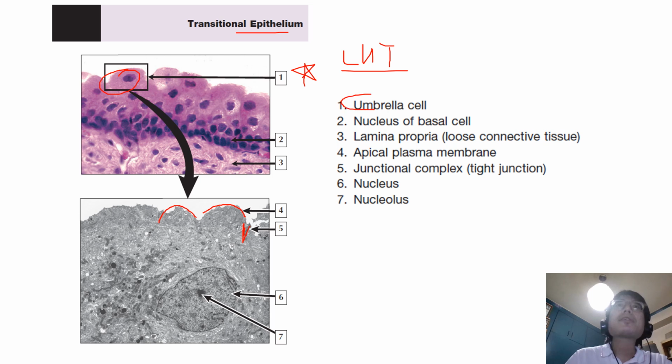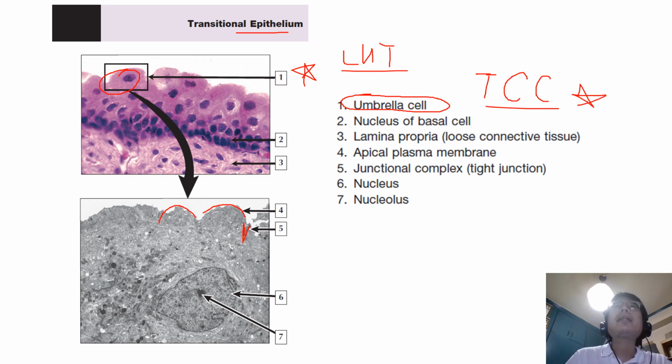Umbrella cells are highly dynamic cells at the luminal surface that are able to cycle apical membrane components to accommodate the change in cell surface area. Our clinical correlation here is transitional cell carcinoma, or TCC.